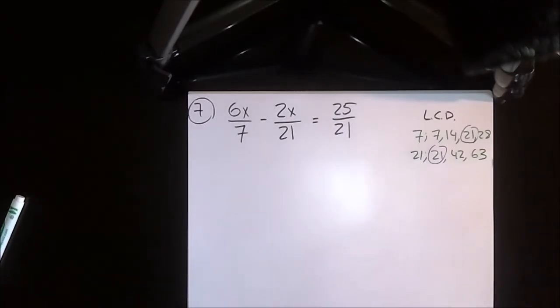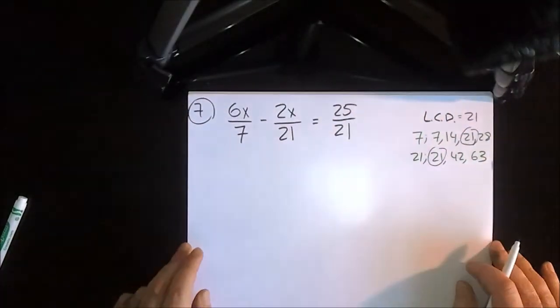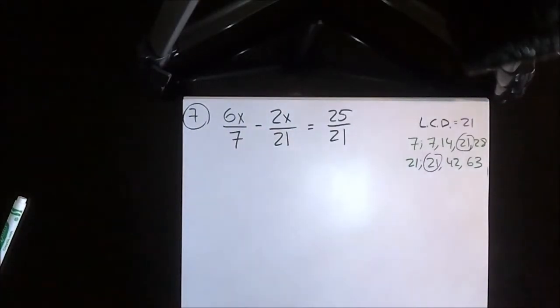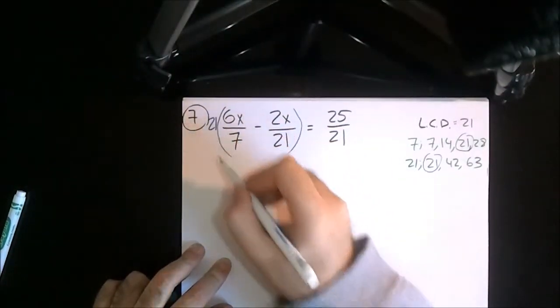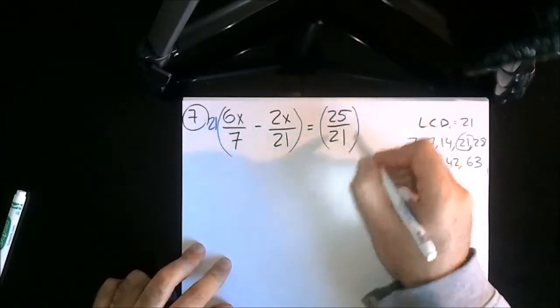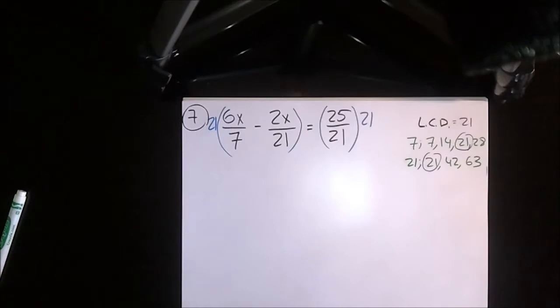So what do I do next? I found my LCD. Terrific, it's 21. Well, to get rid of the denominators, you multiply both sides by your LCD. So I'm going to multiply all of this by 21. I'm going to multiply this by 21. And it's going to make sense in a second why I did that.